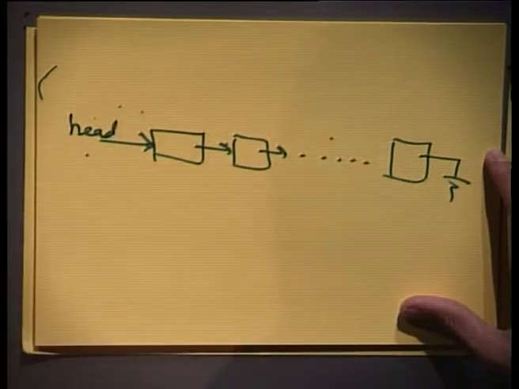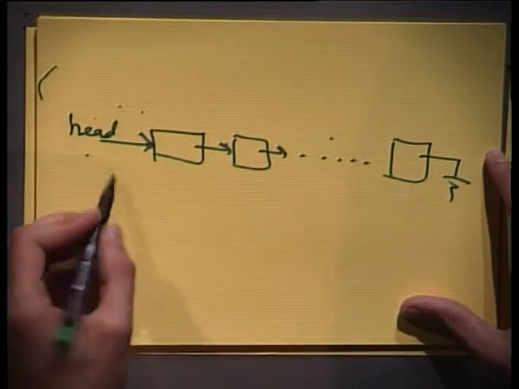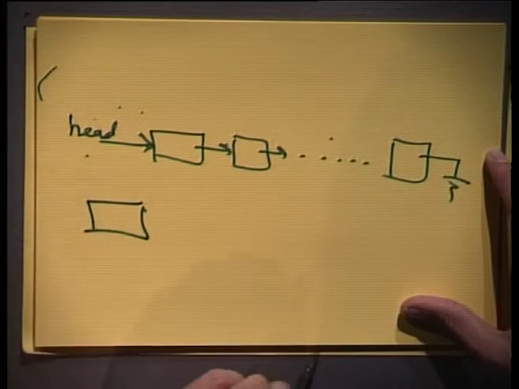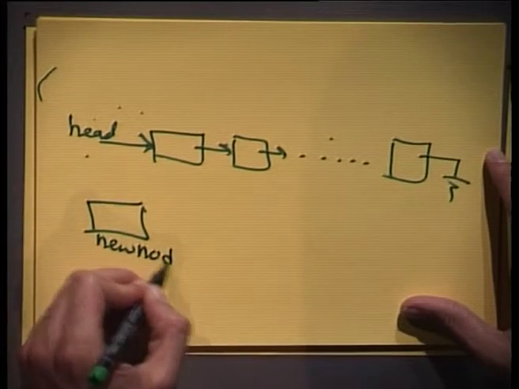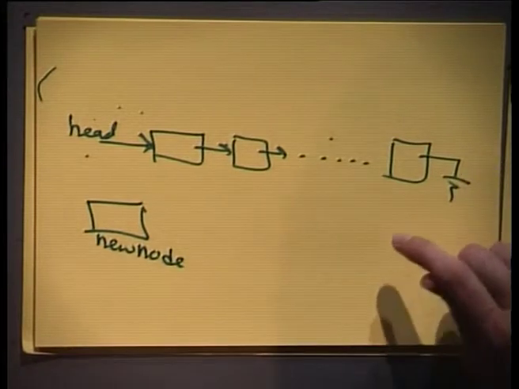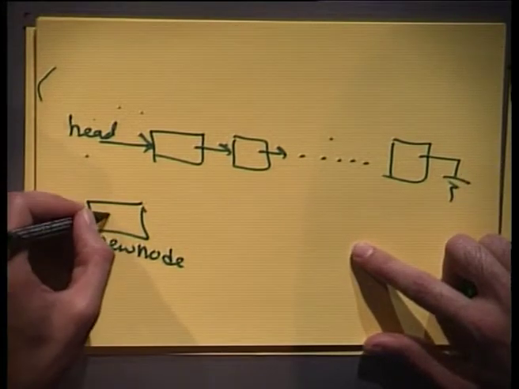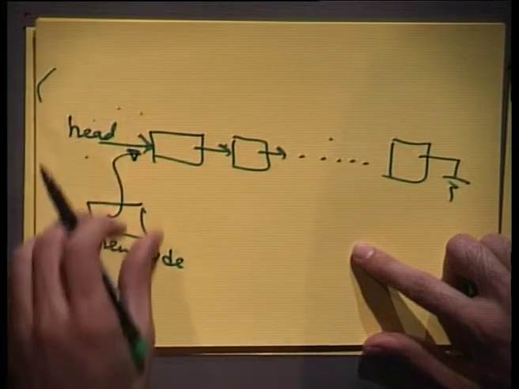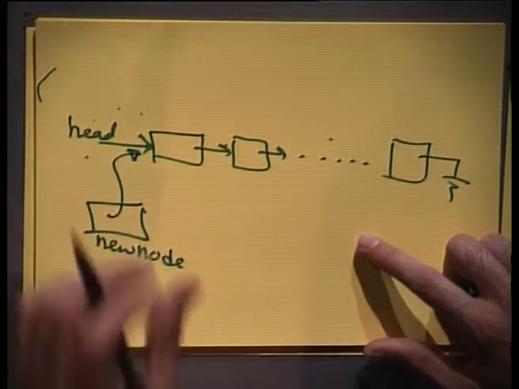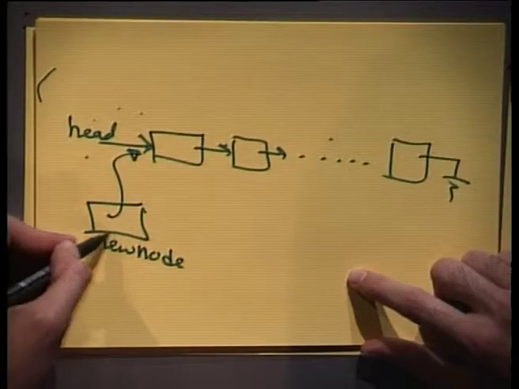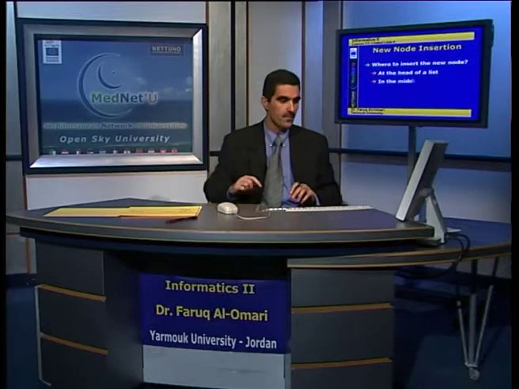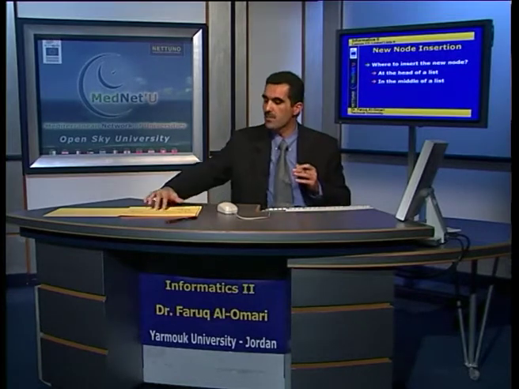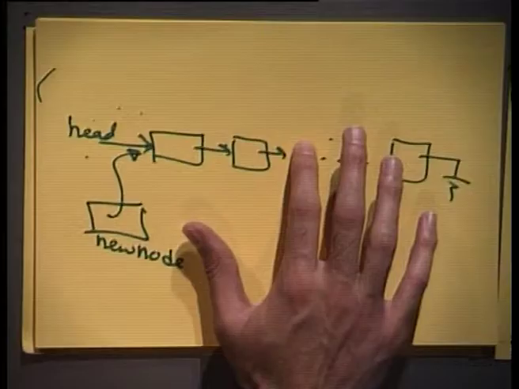Pointed by head. Okay. And here's the new node that I would like to add. Possibilities. I could want to insert it here at the very beginning and make it look like the first node in the list. So I want head to point here and this to continue with the rest of the nodes. Or I could insert it somewhere in the middle of the list, somewhere here.